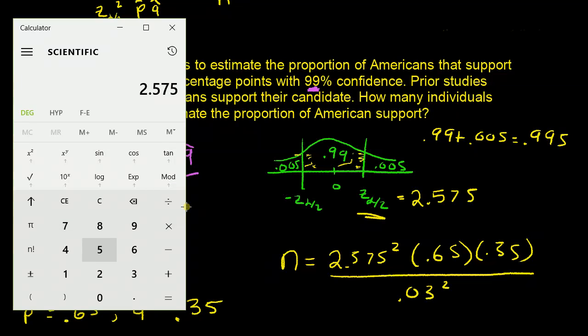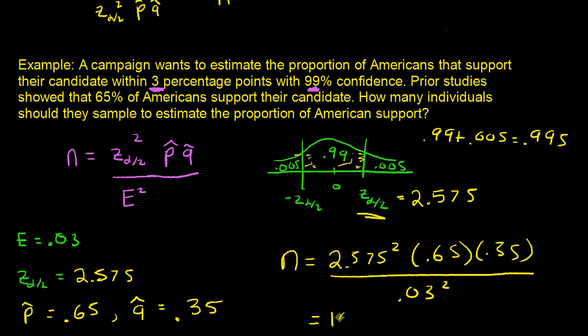So 2.575, square it, okay, times 0.65 times 0.35 divided by 0.03 squared. All right. So here we go. We get our answer, 1,676.07. Okay, so let me go ahead and write that down. 1,676.07. Right? We should always round estimates of sample size up.